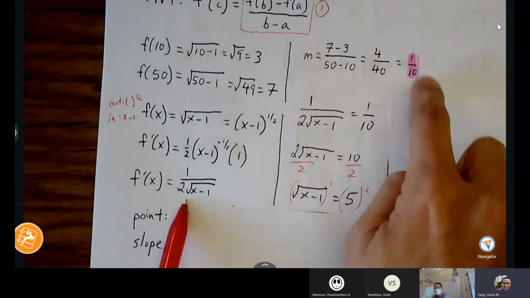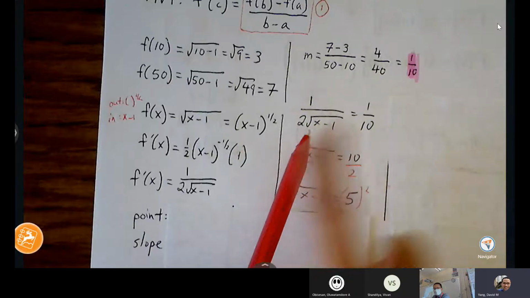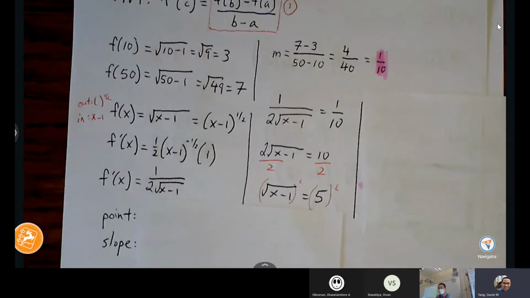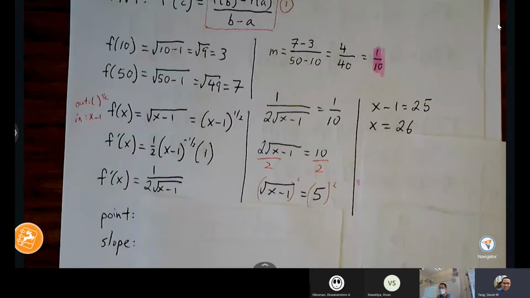Okay, there's my derivative, there's my slope. Once I set them equal to each other, I figure out how I can get x by itself. So what if I cross multiply, right? Cross multiply, divide both sides by 2, square both sides. I get x minus 1 equals 25. Add 1 to both sides, I get 26. So I have a part of my ordered pair. I know my slope, I know x is 26.